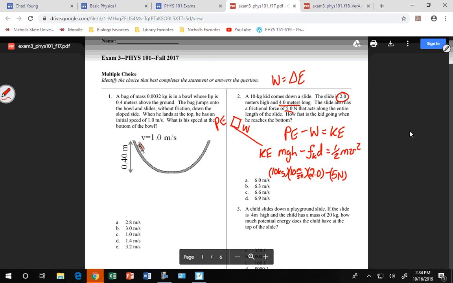Now Fk acts over the length of the slide. So you don't use 2 meters here. Here we use 4 meters. That's the length of the slide. And then that's going to equal 1/2 mv squared. 1/2, the mass is 10, v squared. It's 200 minus 20, 180. So v is equal to 6 meters per second.